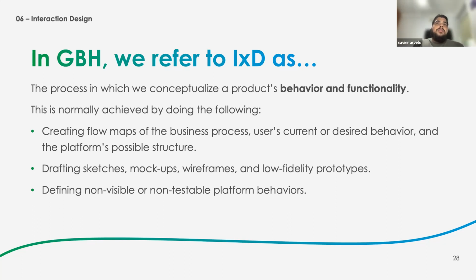Normally, in our line of work and how we do it in GBH, this can be achieved by three basic steps. The first is creating flow maps for business processes, using current or desired behavior. Depending on what step of the process a project comes in, you might be creating something from scratch, rebuilding something that's already done, or redesigning a page that just needs a few adjustments, depending on what the client actually came for. Basically, this is defining the possible structure of the platform.